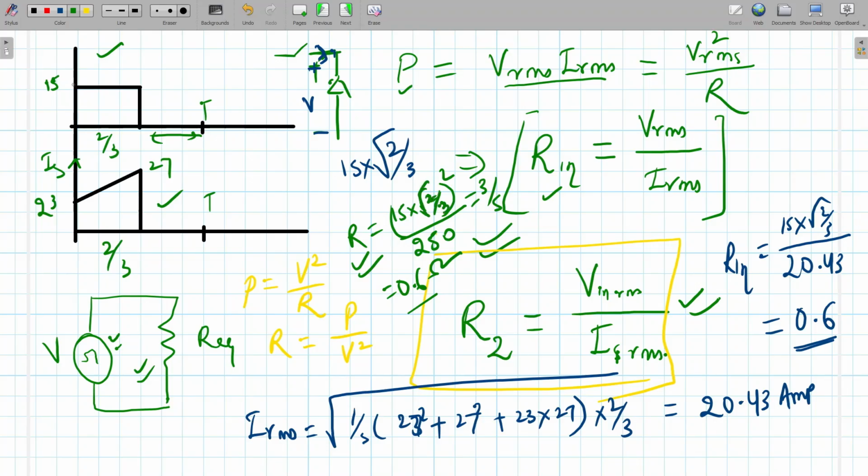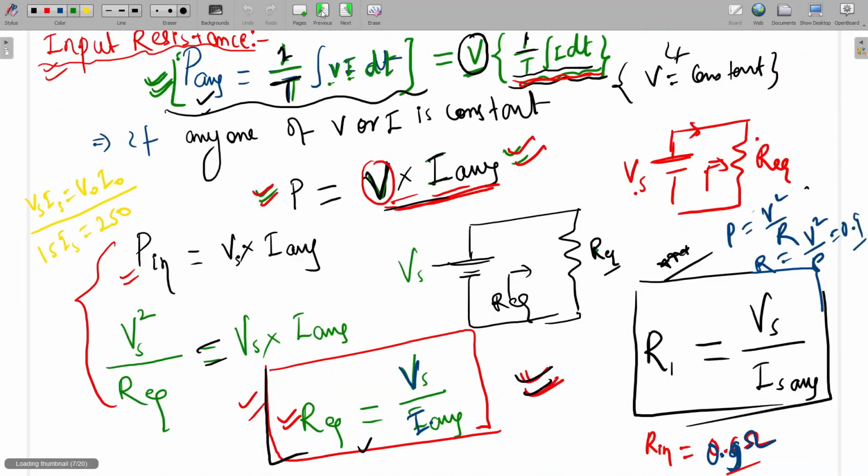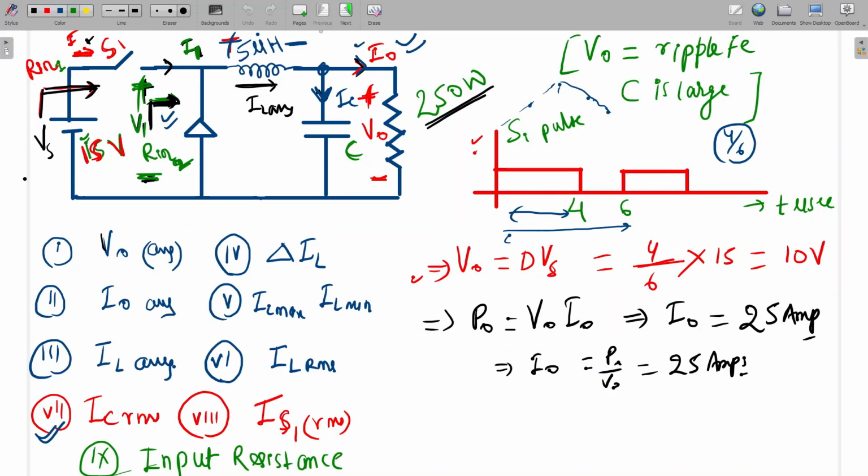See, this current is present for how much? 2 by 3. So what is the RMS value? RMS for this one is equal to 15 square into 2 by 3. Sir, 0.6 only, sir. So see, both cases I have calculated, and in one place we are getting 0.9. This type of question has not been asked in GATE till now. I think they have asked only the average value.